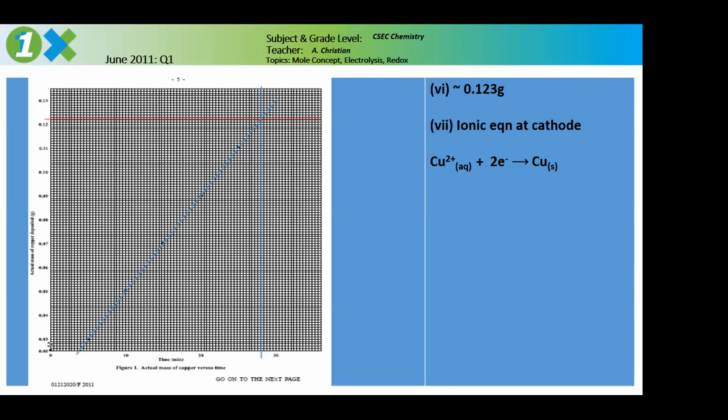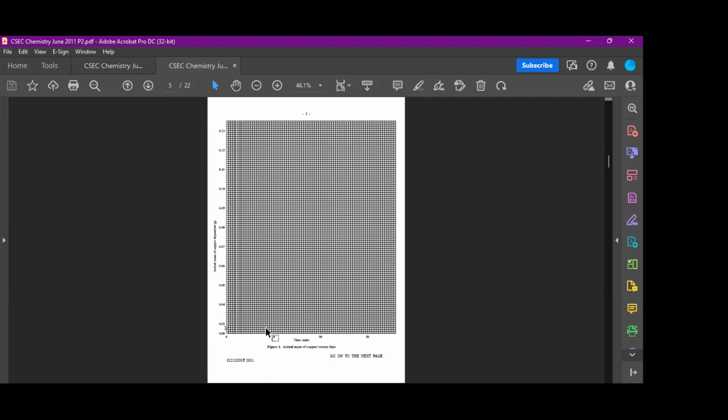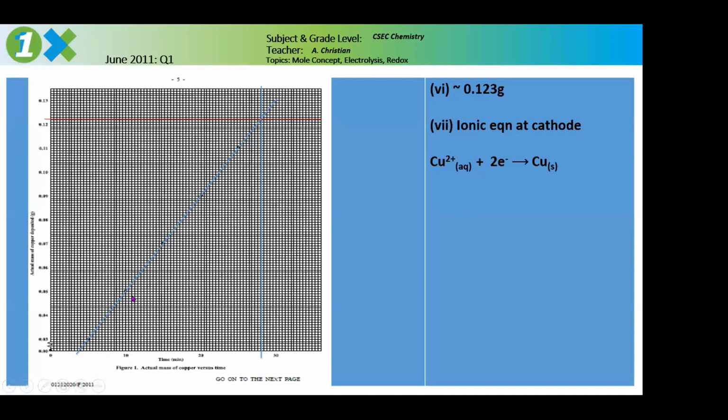Could you redo the graph, please? Could I redo the graph? All right, let me show you where the graph is coming from. This is the graph that they gave you, and you're supposed to plot your data points that you just created, which is the mass deposited versus time. This is what you will end up with. These points are in black. The blue is what I use to connect the dots to make my curve.